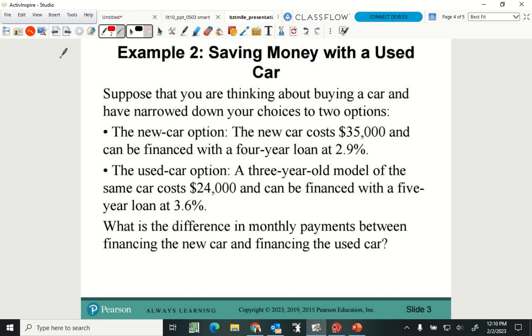Wait, what's the present value? The 35? Yeah, is that the cost of the new car? Yeah. Did we get a loan for that? Yes, you are getting a loan. What's your rate? If you ever get a loan, it gives you financing for 4 years at 2.9%.